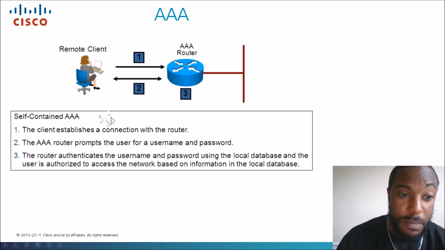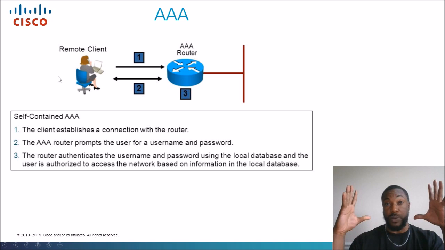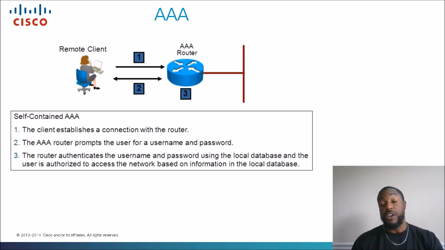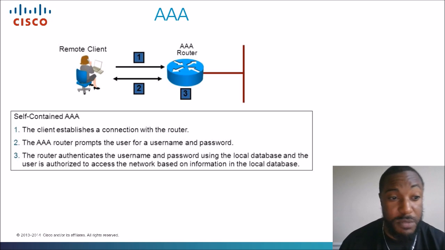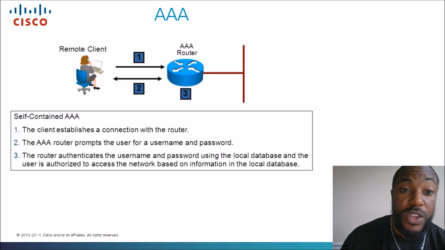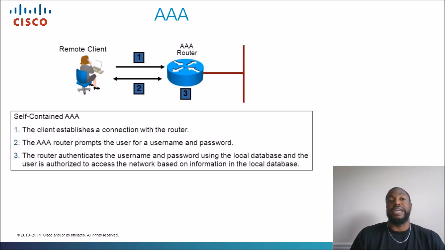And then step 2, the router is going to prompt us. You know how when you log into a router, you get the screen that has your banner and then the username and password fields for you to type in? That's what step 2 is. The router prompts you for the username and password. And step 3, the router basically says, okay, your username is this, your password is that. Is that correct or not? Then it's going to grant you access or reject you. And that's basically it. As simple as that.